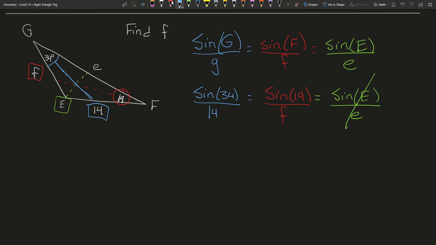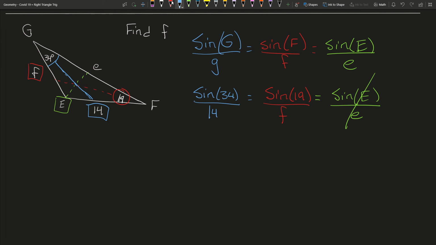Right, so sine of 34 has to go with side length 14. Sine of 19 has to go with side length of f. Sine of e has to go with e. But you can write them in different orders.